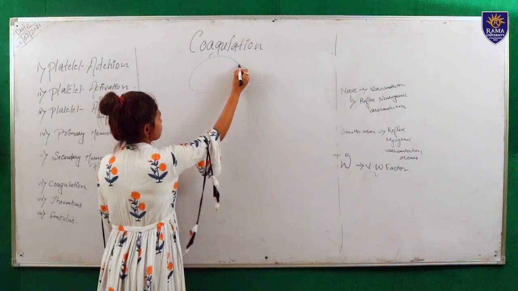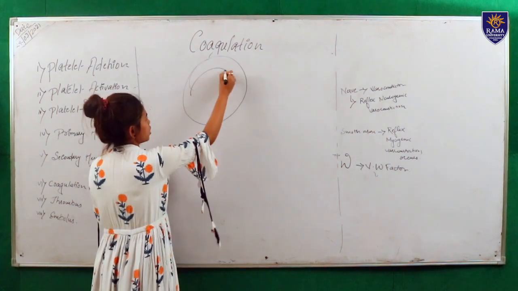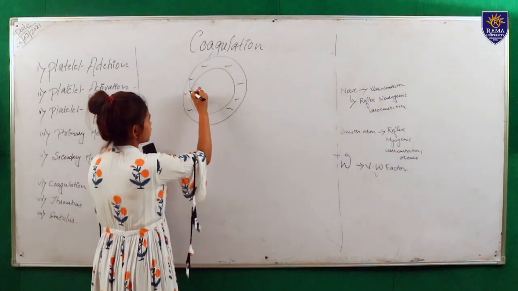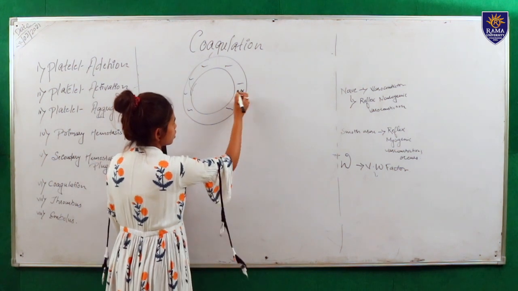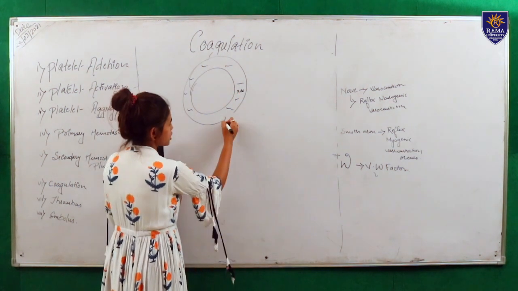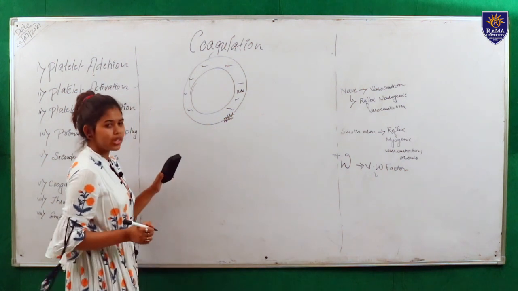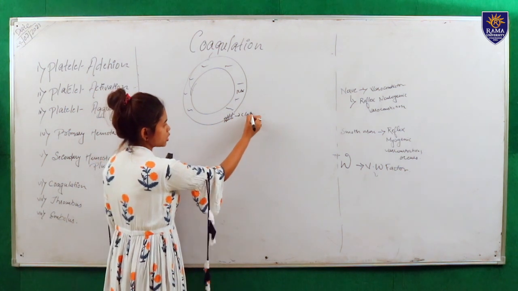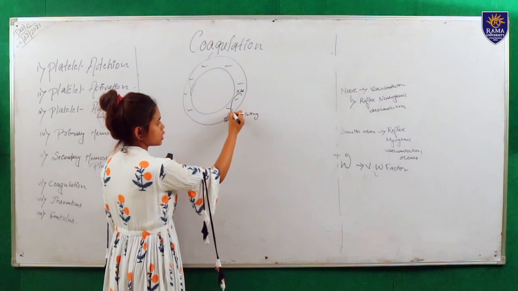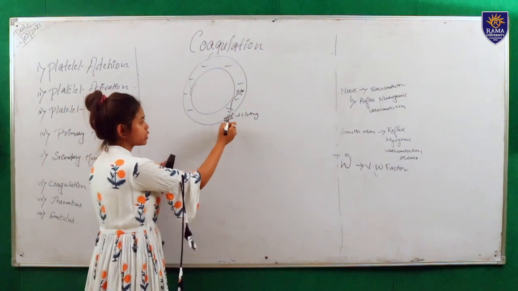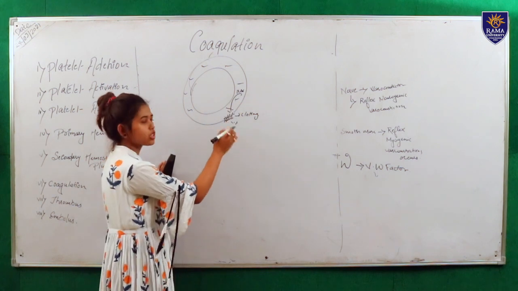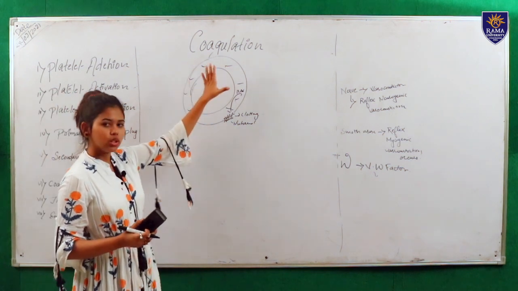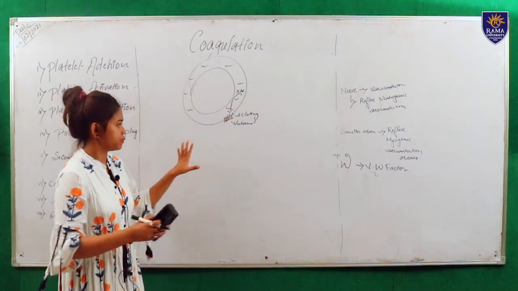Before starting the coagulation process, I'll show you what happens in normal healthy blood vessels. For example, this is a vascular system and this is blood, like RBC. In case there is any injury, the clotting is not external. All these clotting substances are constituents of blood. It is not from the external side, everything is from the internal side. This is how a normal circulatory system works.